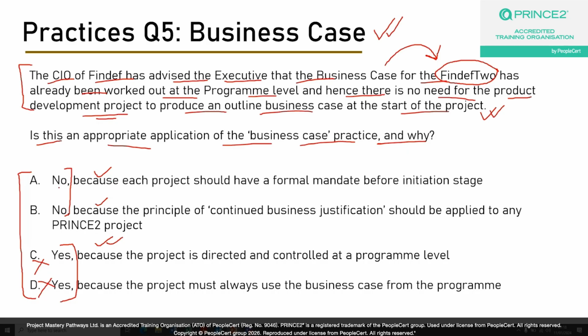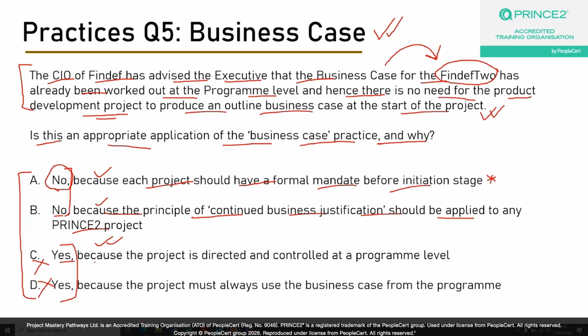Okay, but let's look at option A and option B. Option A is saying no, this is not correct to not have an outline business case at the start of the project, because each project should have a formal mandate before initiation stage. Okay, let's hold this option for now. We need to evaluate it and see whether this is making sense. Let's look at option B. No. Okay, again, it's on the same school of thought saying that no, this is not an appropriate application, because the principle of continued business justification should be applied to any PRINCE2 project. So it's a very close tie between option A and option B, but let's again eliminate option C and D first, just for your learning.